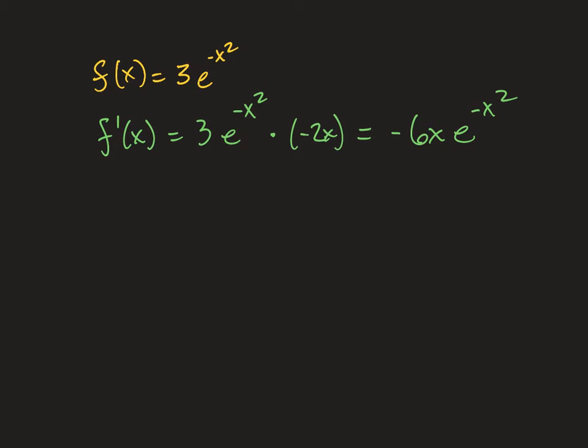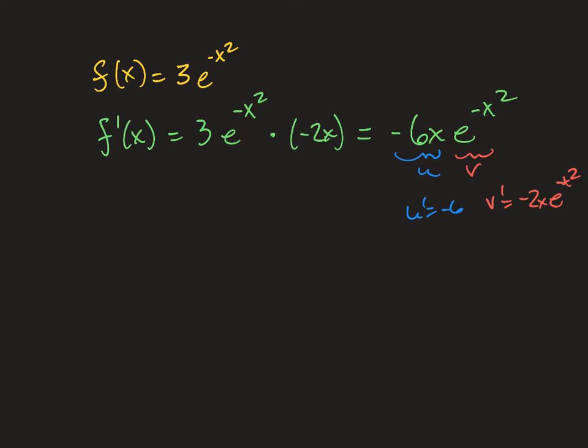Now, we need the second derivative. So this is now a product, and we have this u and this v here that we'll have to run through the product rule. And then we'll write out the derivative of this thing. So let's go ahead and do this. When u is 6x, that means u prime is negative 6. And when v is e to the negative x squared, we already know the derivative of that because we just did it without the 3. v prime is going to be negative 2x e to the negative x squared.